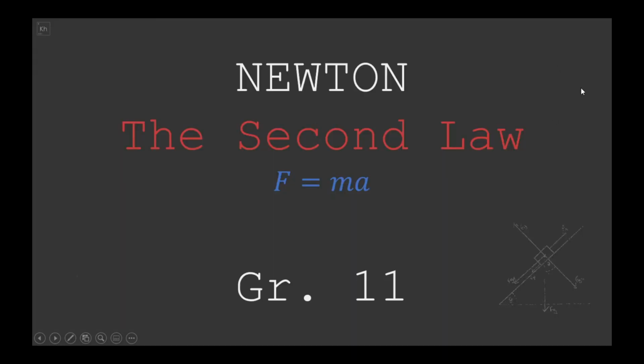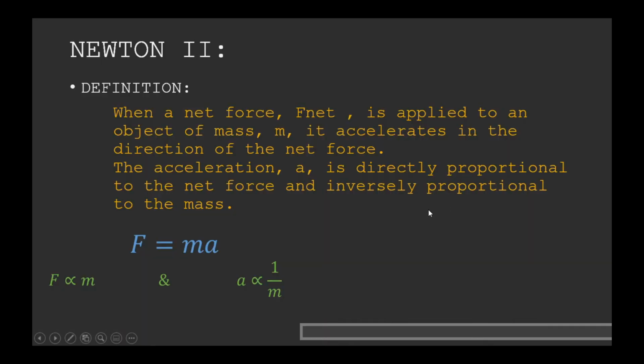Newton 2. The definition of Newton 2. When a net force, or F net, is applied to an object of mass, m, it accelerates in the direction of that net force. Then, the acceleration a is directly proportional to the net force and inversely proportional to the mass. So each of these can be shown by a little thing over here.